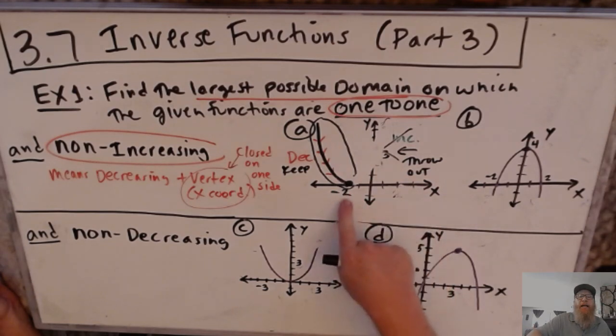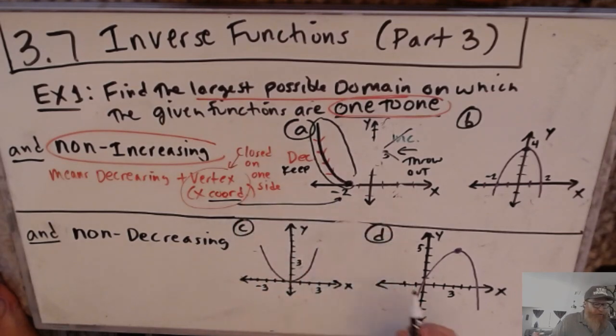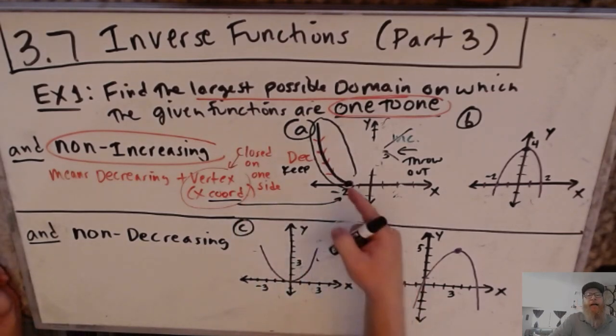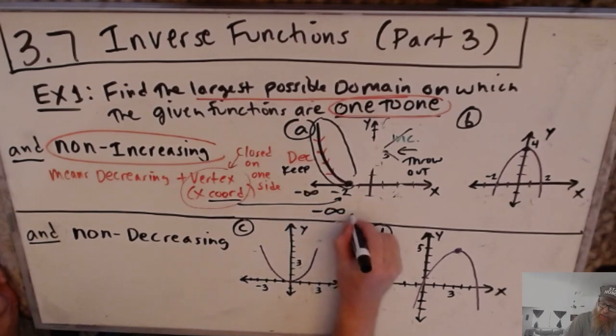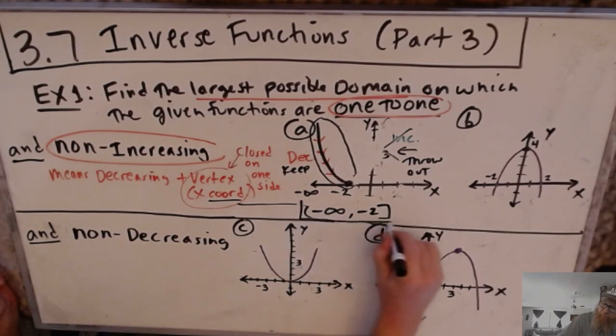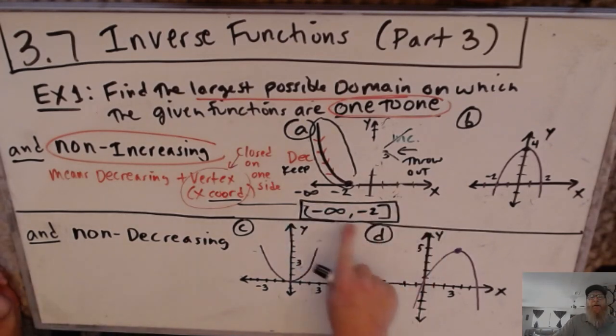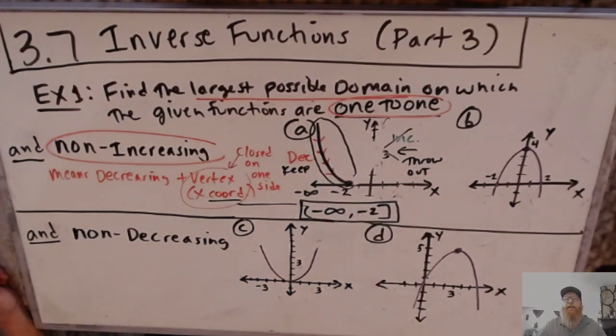The vertex is at -2. That's the x-coordinate of the vertex. So the answer to this one is negative infinity to -2. So that would be the domain on which this function is non-increasing.